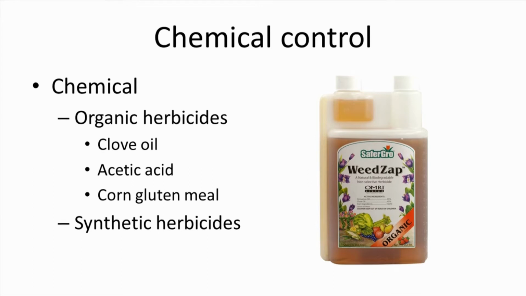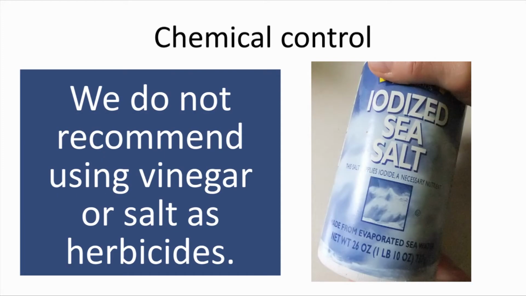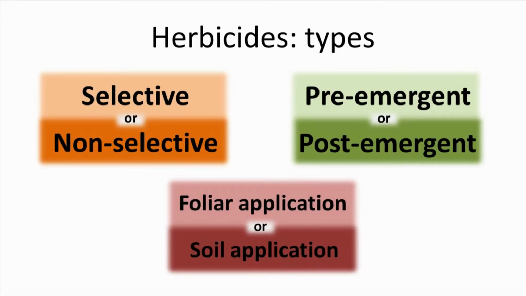However, just because a product is labeled organic doesn't mean that it is less dangerous or can be used casually. Plants can create some pretty nasty compounds themselves, so just because an herbicide is plant-derived does not make it safer. Make sure to follow instructions on the label and all safety precautions. Additionally, we do not recommend using or telling others to use vinegar or salts as herbicides. The main categories of herbicides are selective and non-selective, pre- and post-emergent, and foliar or soil applied.